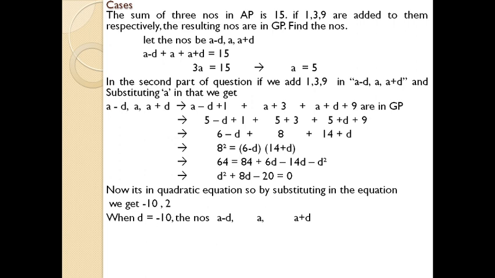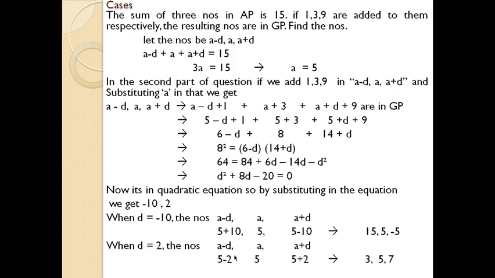In this case the value of d is minus 10. Taking minus 10, as per the assumption given in the question, our three numbers are a minus d, a, and a plus d. We know that a is 5, so 5 plus 10, 5, and 5 minus 10. And if d is 2, the numbers will be 5 minus 2, 5, and 5 plus 2. So you will get two sets of numbers: 15, 5 and minus 5, and 3, 5 and 7.